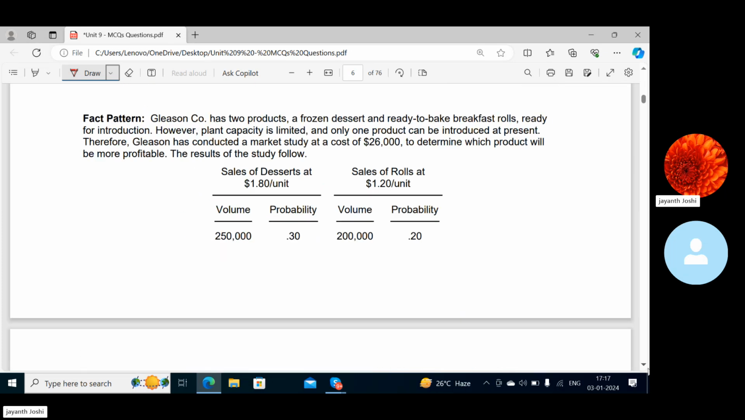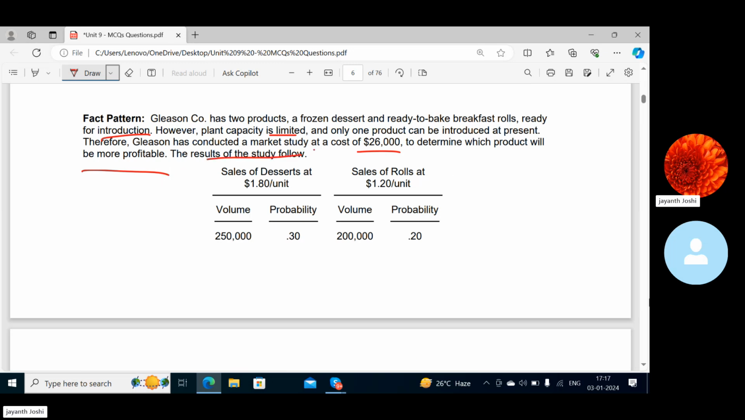Next question. Gleason Company has two products, a frozen dessert and ready to bake breakfast rolls, ready for introduction. However, plant capacity is limited and only one product can be introduced at present. Therefore, Gleason has conducted a market study at a cost of $26,000 to determine which product will be more profitable.